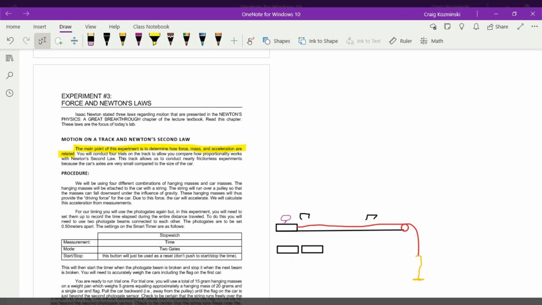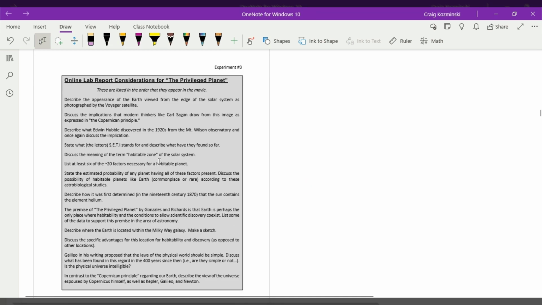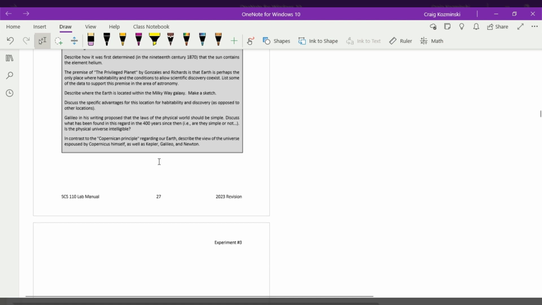I'm one of the SCS Lab instructors, and I'm here this week to introduce you to our experiment. If you have not yet done so, please pause the video and read through the entirety of experiment number 3, Force and Newton's Laws. You'll see an introduction to the experimental portion of this week's lab, followed by some hints about what you should be looking for in the Privileged Planet film that we will be watching in this week's lab.